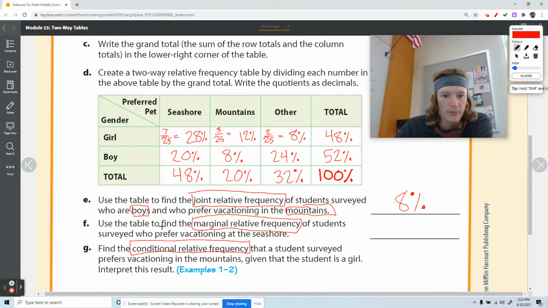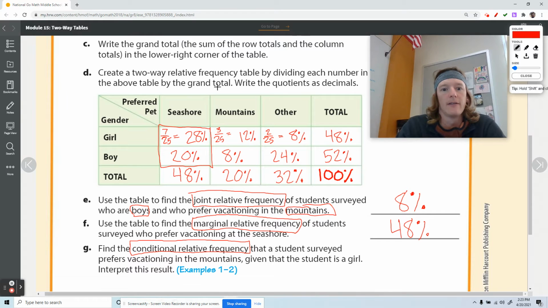For F, we need to find the marginal relative frequency, which we'll be able to tell what that is in just a moment, of students surveyed who prefer vacationing at the seashore. So, seashore, that can be boys or girls. It doesn't say anything about boys or girls. So we're going to combine both of these. We're going to look at boys and girls, which we have here. It's 48%.